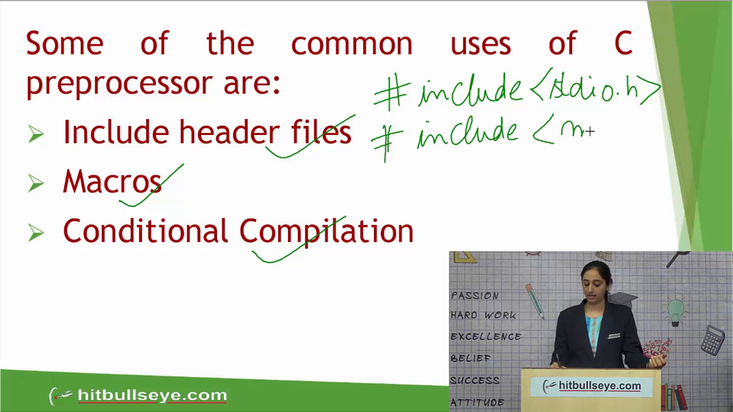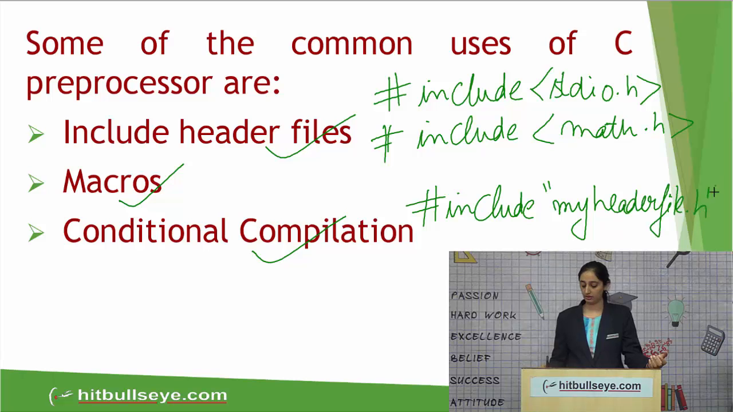Include header files contains hash include your header file, or we can say other files like hash include maths.h. .h is the extension of the header files. Hash is always used before the preprocessor directives. We can create our own header file by defining hash include myheaderfile.h.